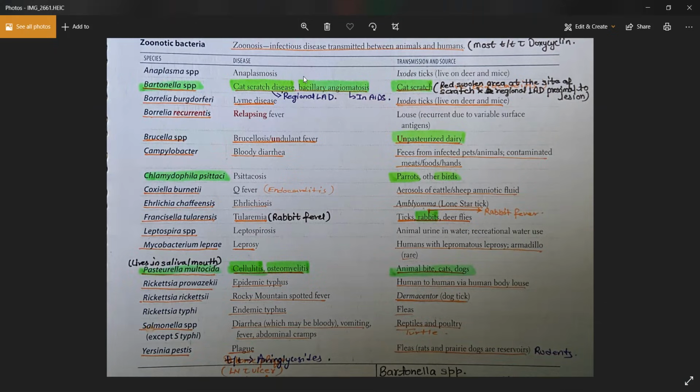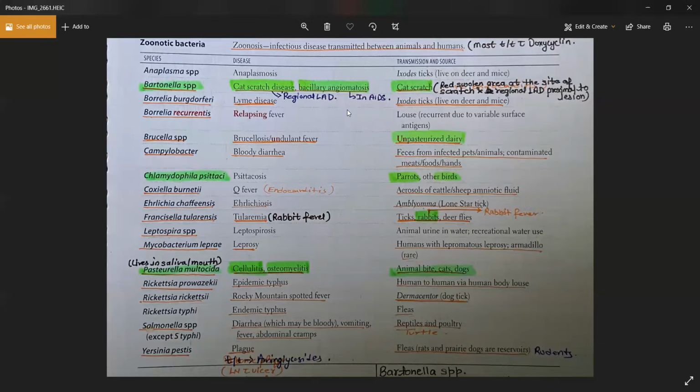cat scratch disease. So first of all, the symptoms will be the rash or the scratch mark that you will get on the hand. And when this bacteria enters the body, it will go to your lymphatics and cause lymphadenopathy. So what you will get is a scratch mark or a bite of the cat, and then regional lymphadenopathy. And in case of the hand, remember what lymph nodes would drain the lymph from the hands, from the arms?